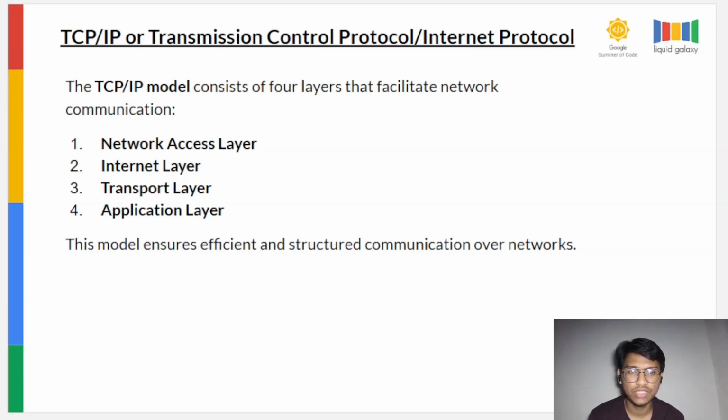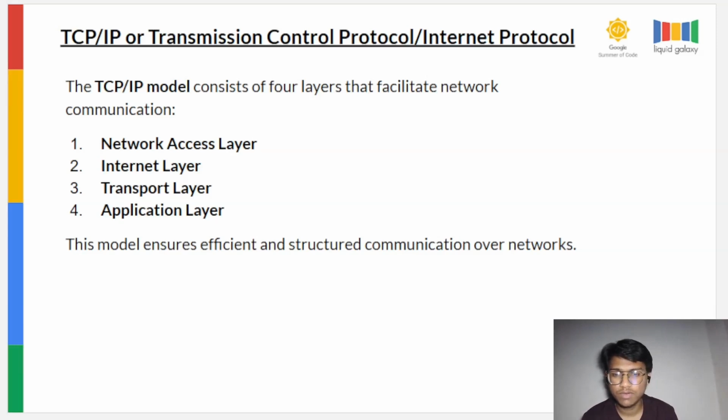Fourth one is application layer. The application layer directly interacts with applications using protocols like HTTP, FTP, DNS, and SMTP for network services. So you have seen in the apps while building the app that HTTP networking is used to fetch some data from internet using the APIs. So this TCP/IP model ensures efficient and structured communication over networks.